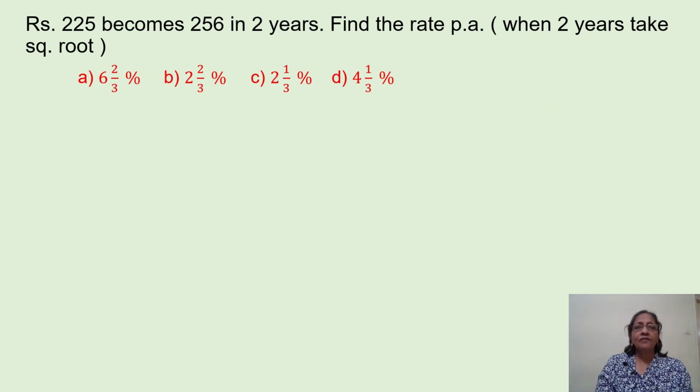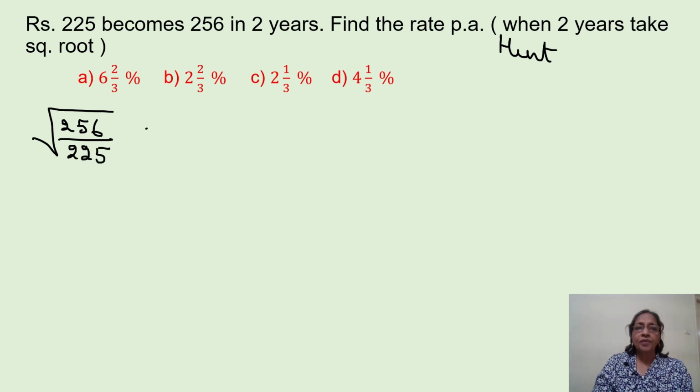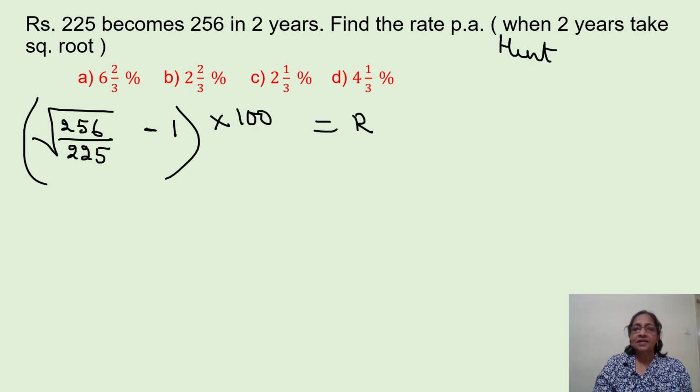Rupees 225 becomes 256 in 2 years. Find the rate percent per annum. Now here, what I explained to you earlier, this is a hint that I am giving you. Take the square root. So directly I am going to take the square root of the amount upon the principal minus 1 into 100. This will give me the rate percent directly.